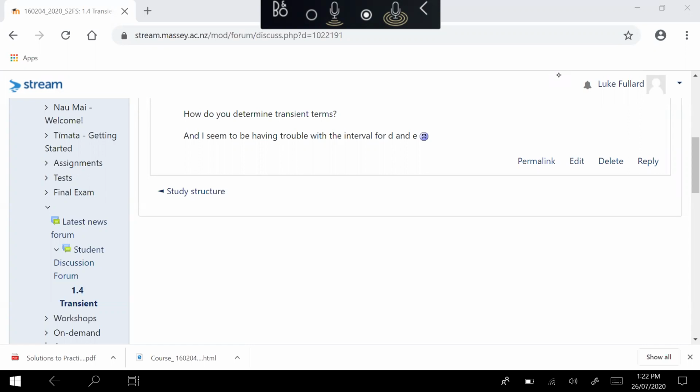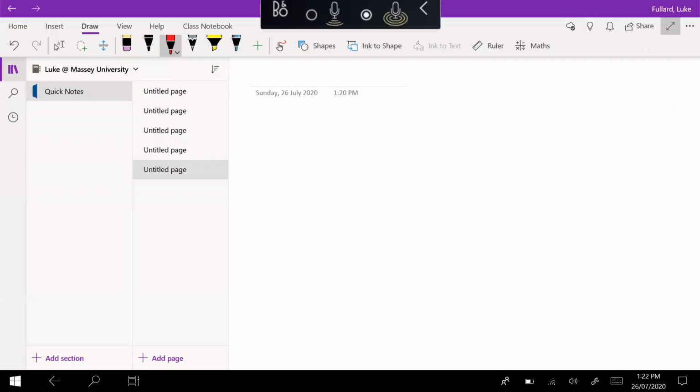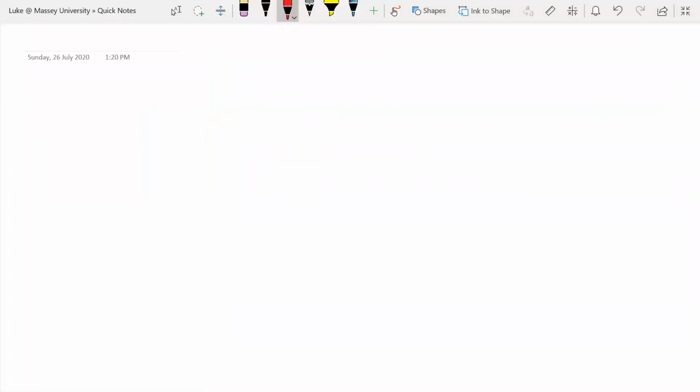Okay, so let's start with what is a transient term. Well, a transient term is effectively a term that, if we take the limit of that term as the independent variable goes to infinity, goes to zero in that limit, then that is called a transient term. If that term does not go to zero, then it's not a transient term. It stays around no matter what the value of x.